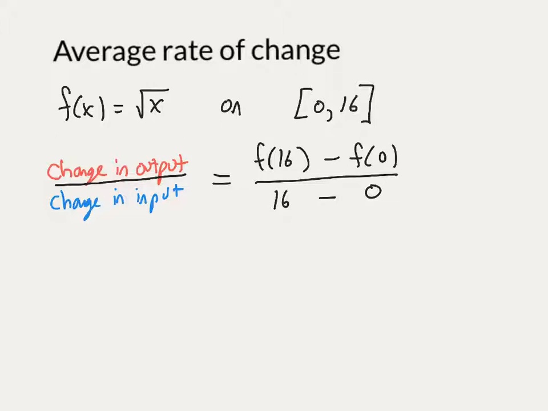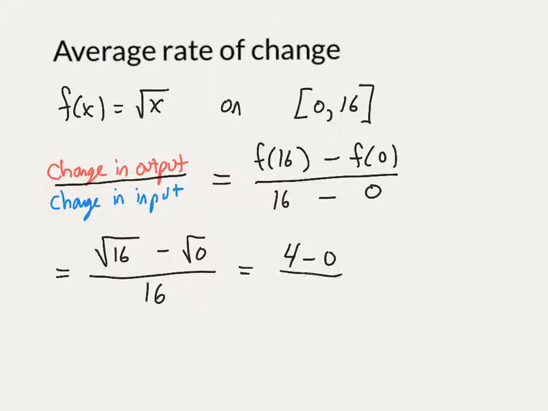So f of 16 is the square root of 16, minus f of 0, that's the square root of 0, all divided by 16 minus 0, and that's just 16. One step further, square root of 16 is 4, square root of 0 is just 0. So we get 4 minus 0 over 16. So this is 4 divided by 16, and if I reduce that fraction, this is 1/4.